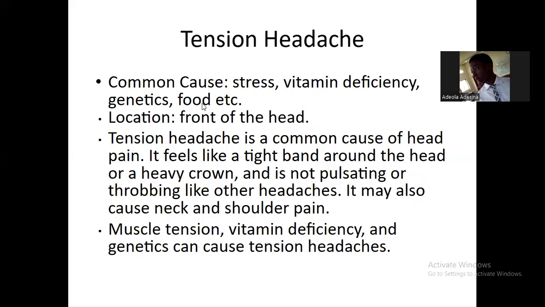And then food. I know someone that doesn't drink garri, cassava, depending on your blood group and genotype. There are some foods that some people should not be eating, no matter, for headache food, right? So for some blood groups, if they eat cassava products, garri, anything cassava, it gives them headache. The location is the front of the head, right? Location is the front of the head.